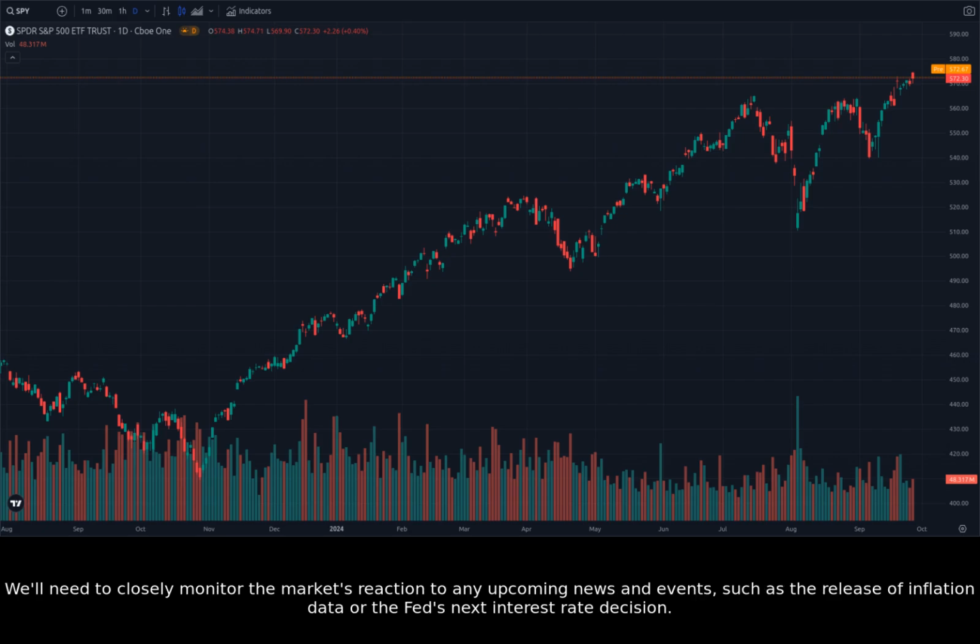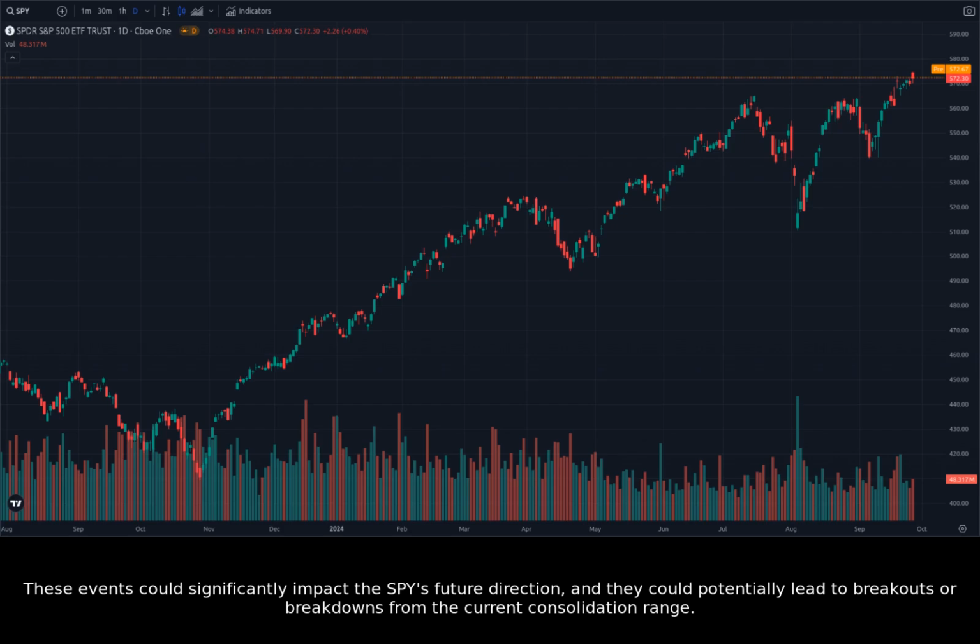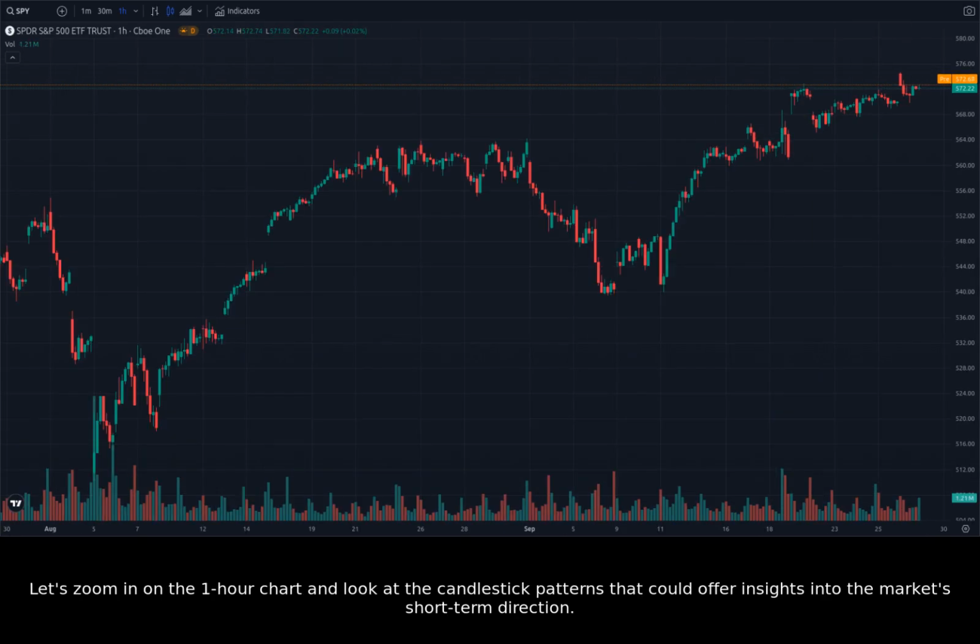We'll need to closely monitor the market's reaction to any upcoming news and events, such as the release of inflation data or the Fed's next interest rate decision. These events could significantly impact the SPY's future direction, and they could potentially lead to breakouts or breakdowns from the current consolidation range. Let's zoom in on the 1-hour chart and look at the candlestick patterns that could offer insights into the market's short-term direction.